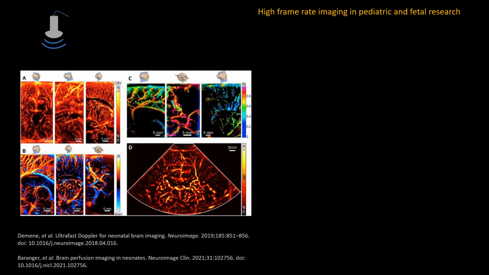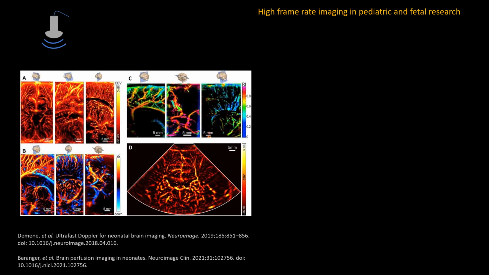In pediatric and fetal imaging, we've seen some examples of utilizing high acquisition rates for perfusion imaging. Here is an example of perfusion imaging in the neonatal brain, which we will hear more about in the next talk in this session. Newborns, and especially preterms, are in risk of brain damage in early life, and better tools for imaging and monitoring brain perfusion could therefore be useful to optimize treatment.